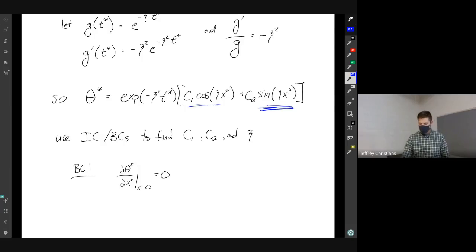So this tells us that C2 must be equal to 0. So we have to kill that term off. The way to do it is just to say C2 equals 0 and kill off the whole term, which is nice because now we don't have like 3 functions. We kind of just have 2.